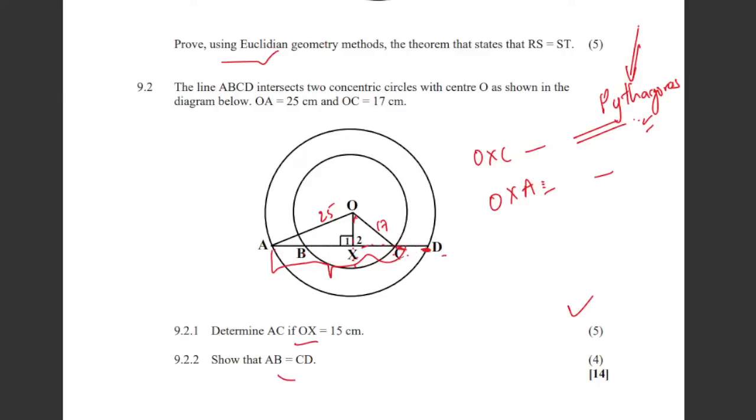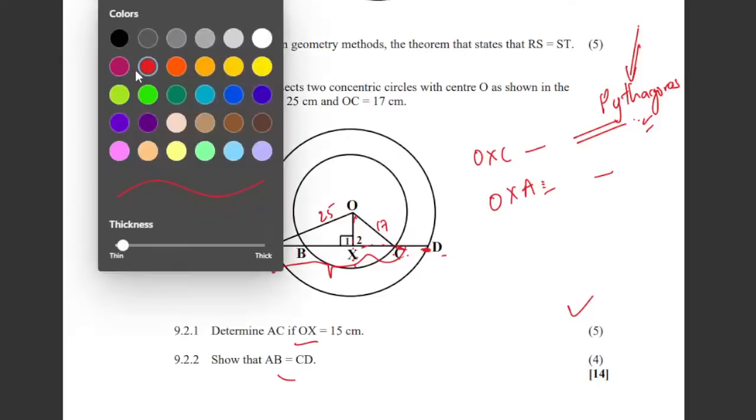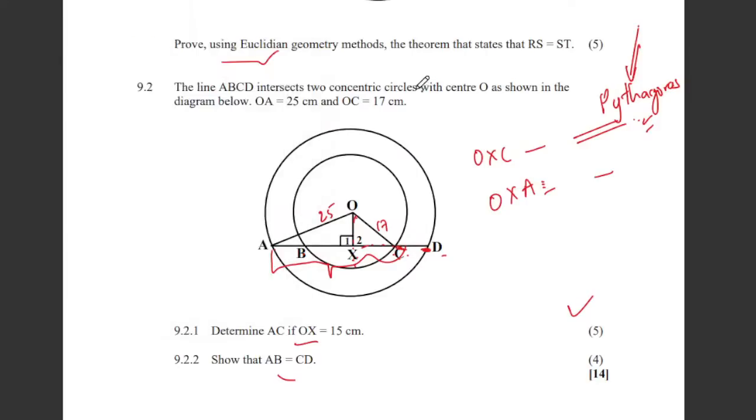Then show that AB is the same as CD. Okay, so this might require some bit of extension. And how would that extension be? Let's say we just extend O to D. Remember, OA is the radius, which is 25, which means even OD is also 25, because it's the radii of the same circle. And then you have your triangle OXD. Okay, if OX is 15, then we can find the XD.